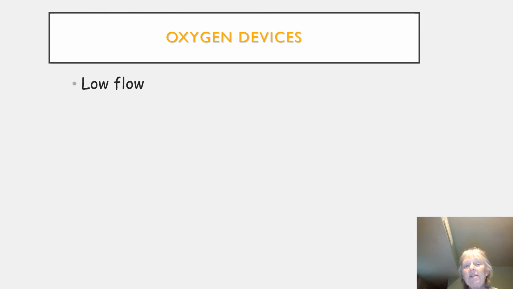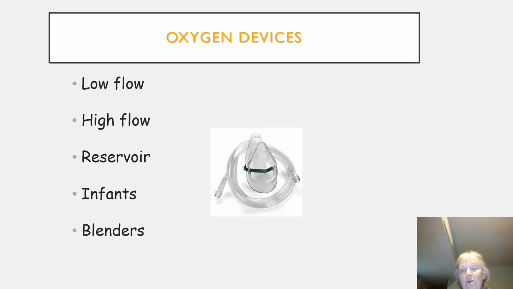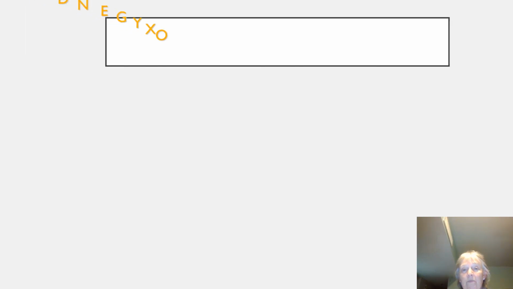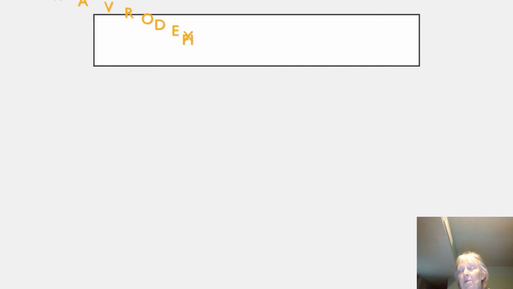And so oxygen devices, you have low flow, high flow, reservoir devices. Reservoirs are your mask, and your mask can sometimes hold a little bit of extra oxygen for you at that point. And then with the infants, we have all of theirs. And then blenders are another thing that we use with our infants too. And then we talk about low flow, moderate, and then high flow. And when we talk about high flow equipment, it always has to be able to deliver more than 60% FiO2. And then we need to know, is it fixed or variable?